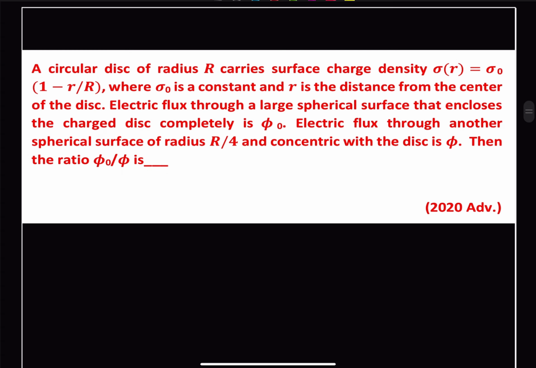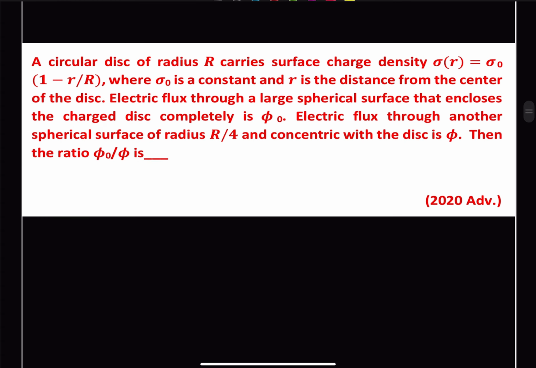We are given that a circular disk of radius R carries surface charge density sigma(r) = sigma naught (1 minus r divided by R), where sigma naught is a constant and r is the distance from the center of the disk.